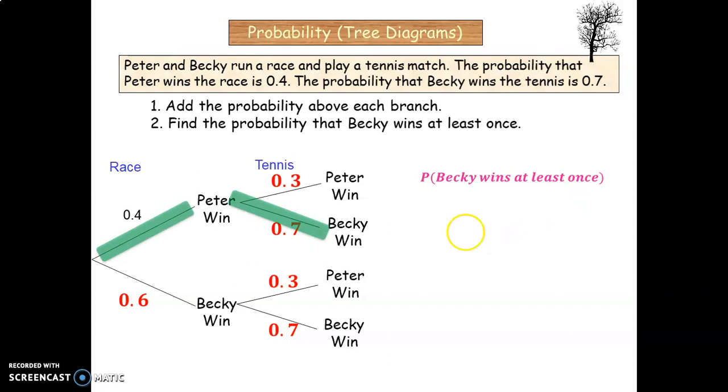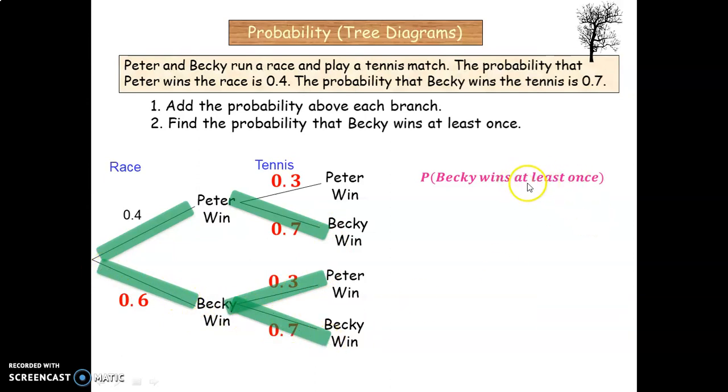Okay, hopefully you were thinking 3. Here is one path that leads to Becky winning once. So first Peter wins the race, but then she wins at tennis. Here's another potential path. Becky wins the race, but then Peter wins at tennis. So that's 2 paths already. But there's also a third path. It is the path where Becky wins both.